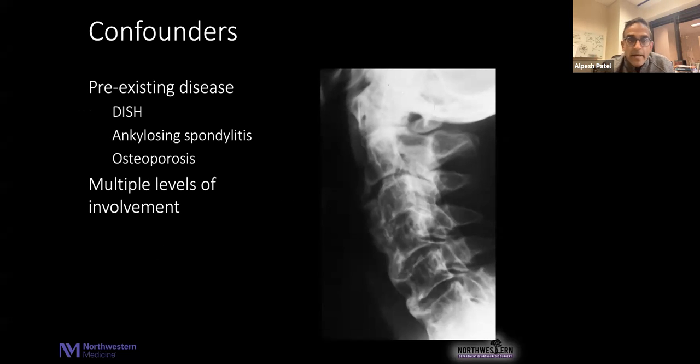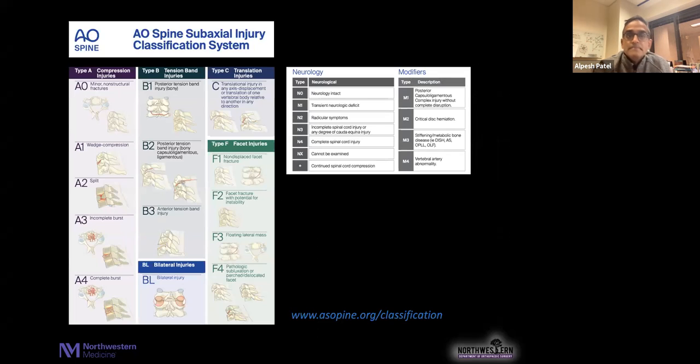And we have to remind ourselves there's going to be some confounders in the subaxial spine. The ones that we worry about the most are probably DISH and ankylosing spondylitis patients. Remember, those are fundamentally different injury patterns. But we also should think about osteoporosis. We should think about severe spondylosis when we're thinking about whether we should intervene and how much fixation is going to be needed.